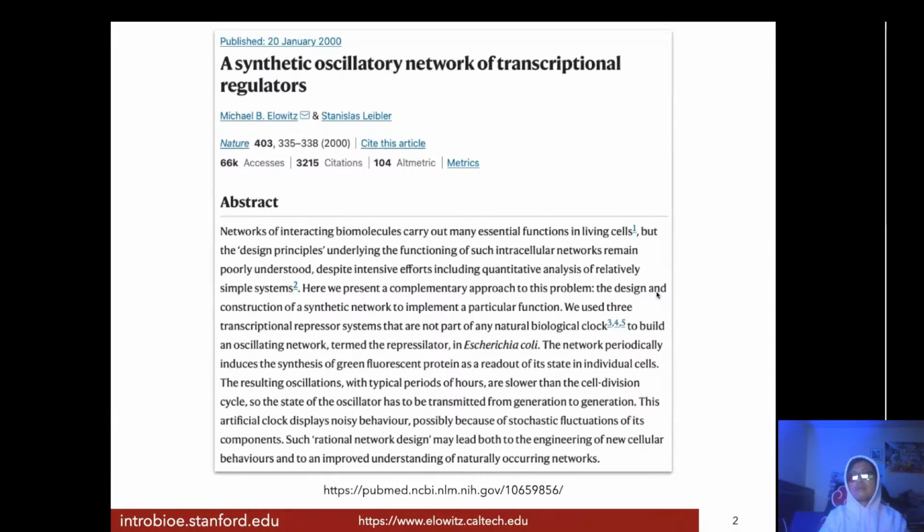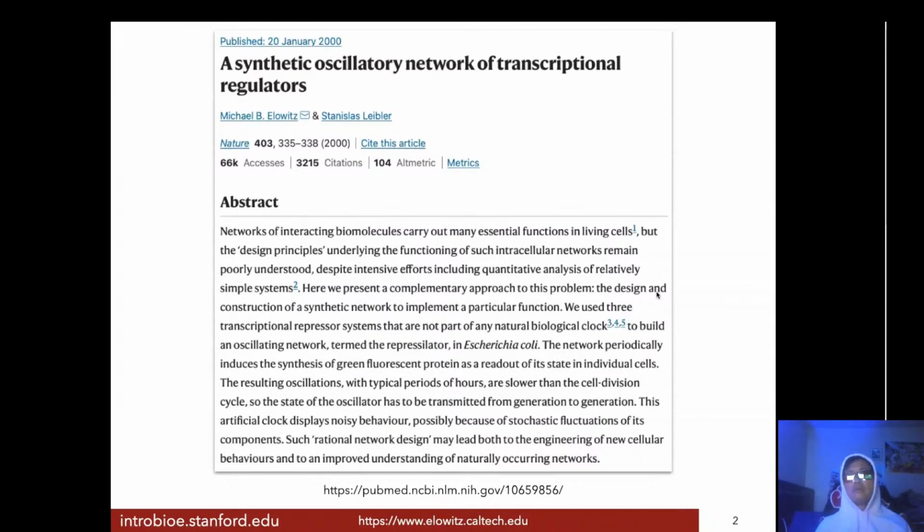Networks of interacting biomolecules carry out many essential functions, but the design principles underlying the functioning of such intracellular networks remain poorly understood. Yep. Despite intensive efforts, including analysis and so on. Okay, remember, we're looking for the claim, and oftentimes active voice, first person. Here, we present a complementary approach to this problem. That's not really a great claim. The design and construction of a synthetic network to implement a function is a generic claim. We need something more specific.